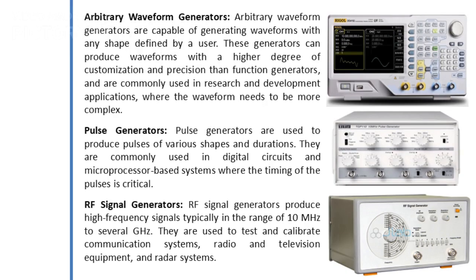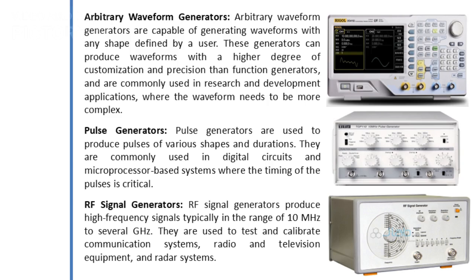Arbitrary waveform generators are capable of generating waveforms with any shape defined by a user. These generators offer a high degree of customization and precision, making them suitable for research and development applications. Pulse generators produce pulses of various shapes and durations, commonly used in digital circuits and microprocessor-based systems. RF signal generators produce high-frequency signals, typically in the range of 10 MHz to several GHz, used to test and calibrate communication systems, radio and television equipment, and radar systems.